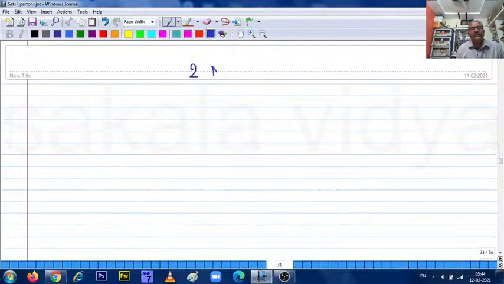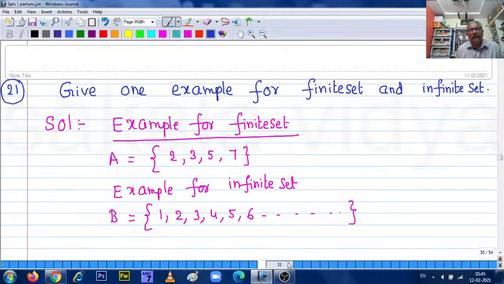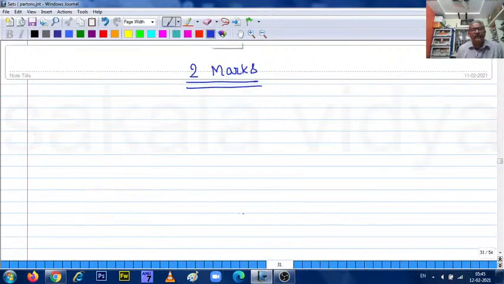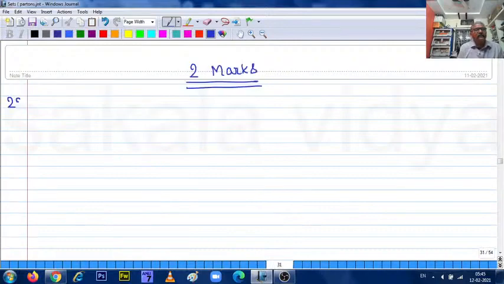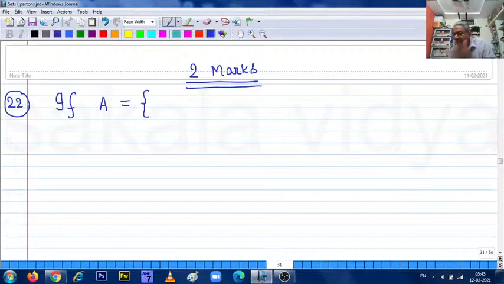So now the 2 marks problems. Sometimes it may be 4 marks also in the examination, don't worry. Now let us go for the 22nd question. The question number is 22nd only, but the weightage may be 2 marks. If A equals... one minute, let me come.